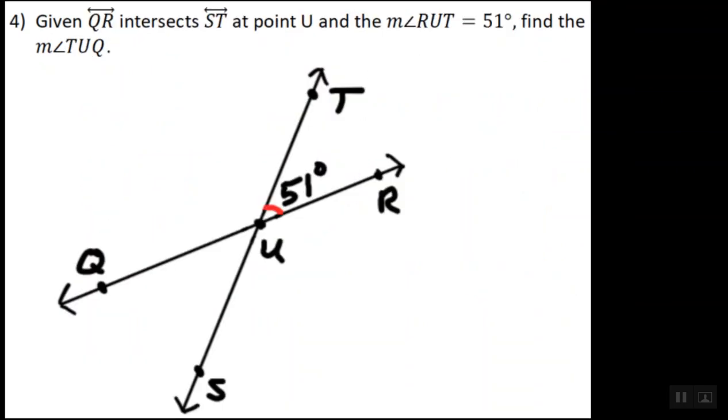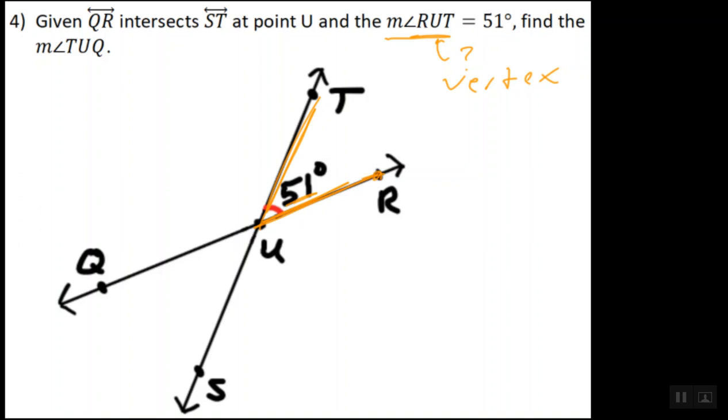Let's move on. Okay, here's our example 4. Given line QR intersects line ST at point U, and once again, let's focus on our letters, the measure of RUT. By the way, what do we call the letter in the middle? Well, if you'll recall, that is our vertex. Okay, so the measure of RUT is 51, and we start at R, we go to U, and we go to T. Okay, so we're talking about that angle that's 51 degrees.